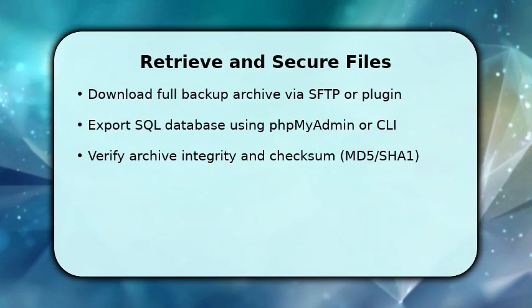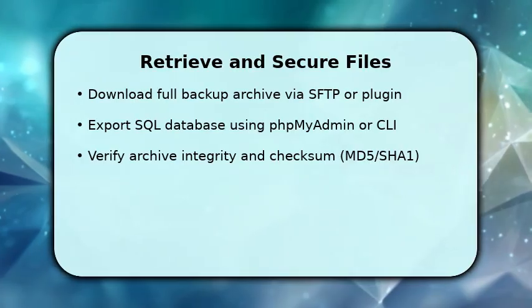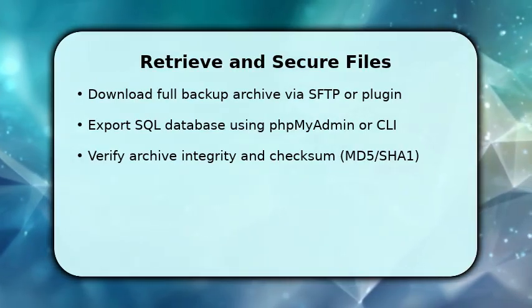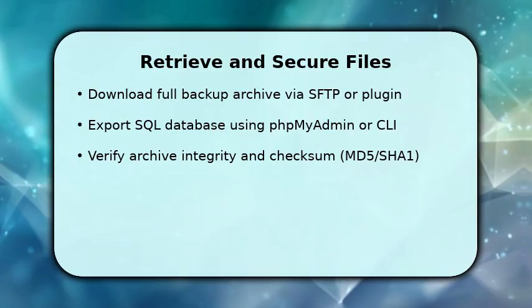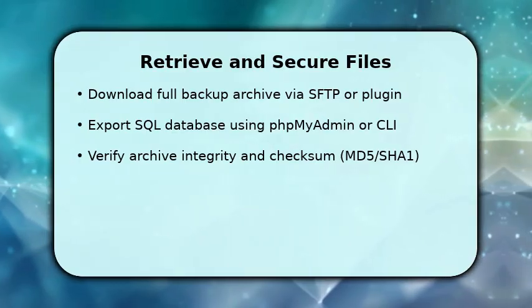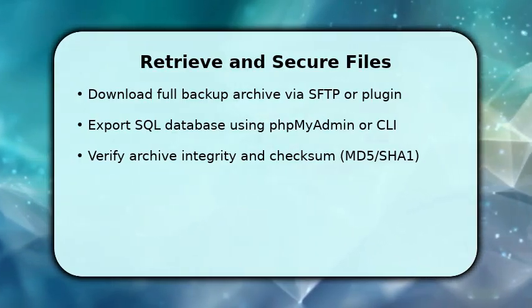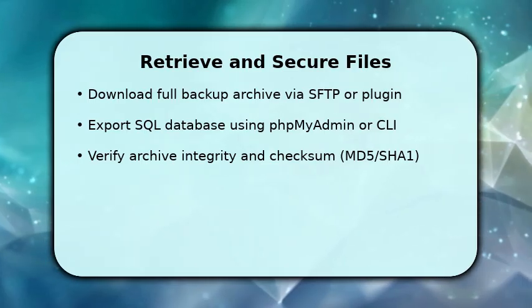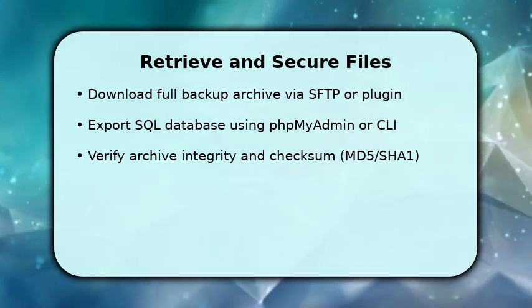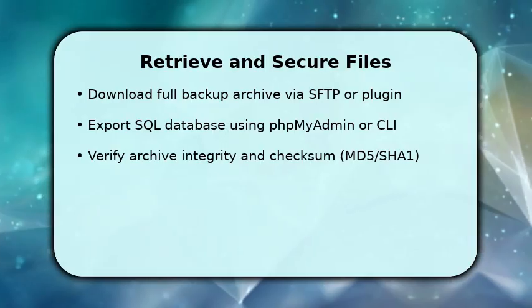Next, retrieve the files. Download the full backup archive using SFTP or the plugin's download feature, because direct FTP is more reliable for large files. Export the SQL database with phpMyAdmin or WP-CLI dump. You want a consistent SQL file.